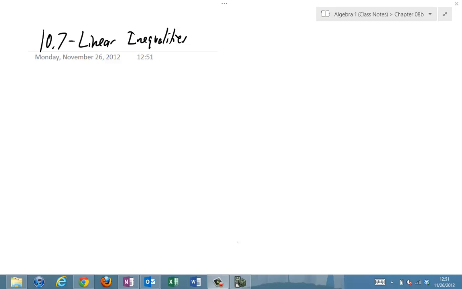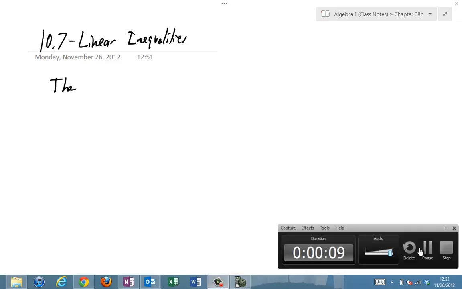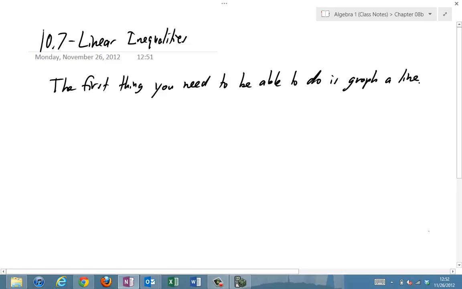So we're going to graph linear inequalities. The first thing you have to be able to do is graph a line.